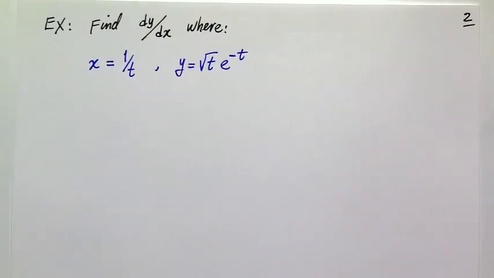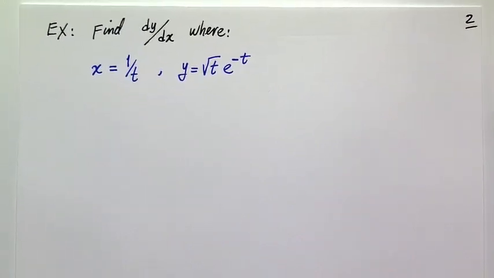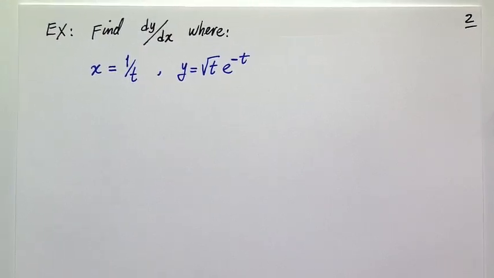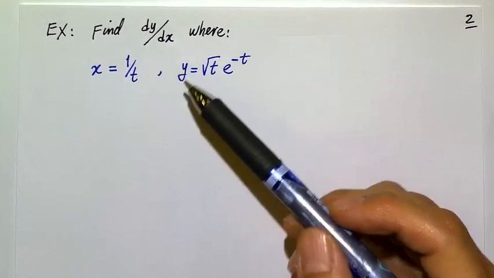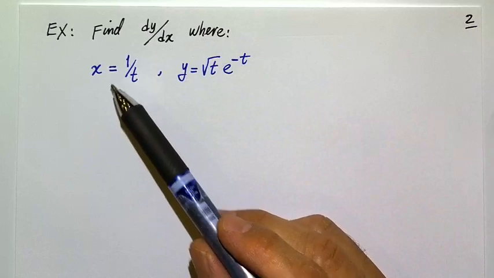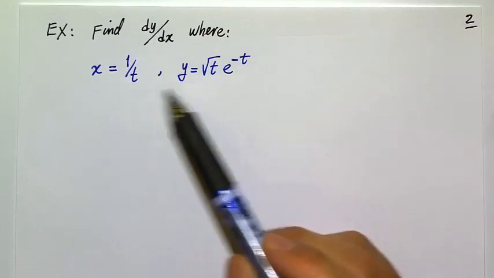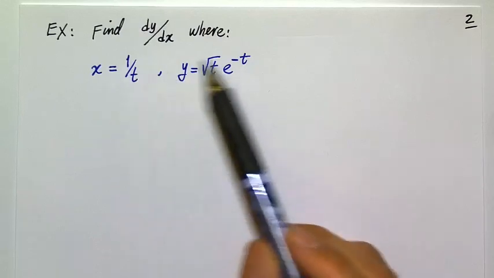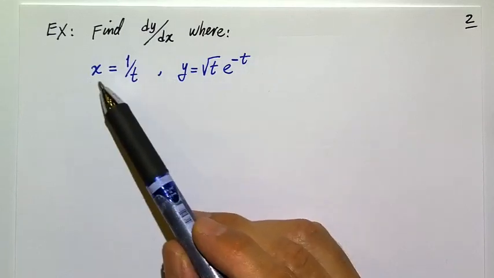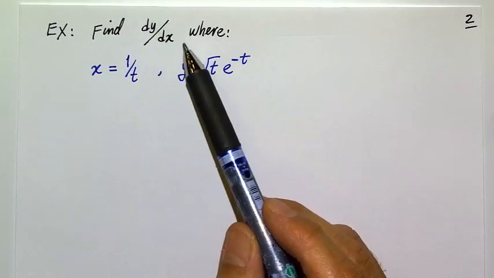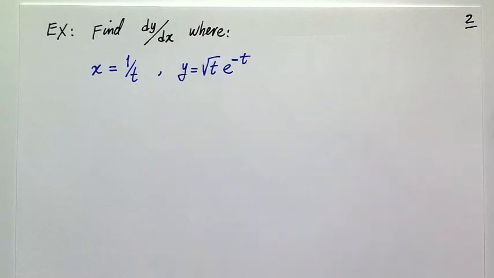Okay, so let us begin with a basic example and then work our way to more complicated examples. So here, all we have to do is calculate the slope, or dy/dx, where we have the x and y given to us as parametric equations, right? So previously we had y equals some expression in terms of x, but now x and y are given in terms of a third variable t. So we want to apply the method that we just discussed.